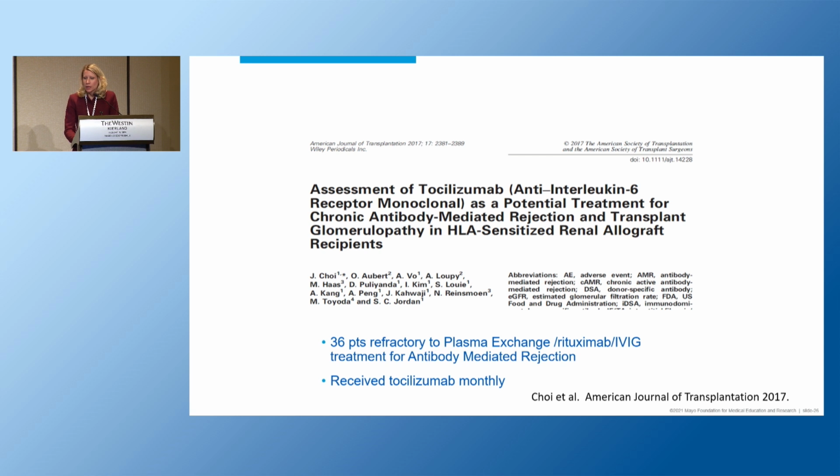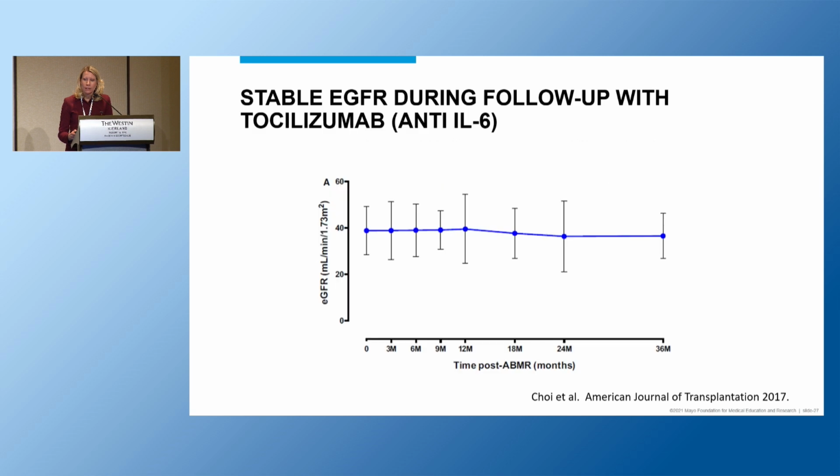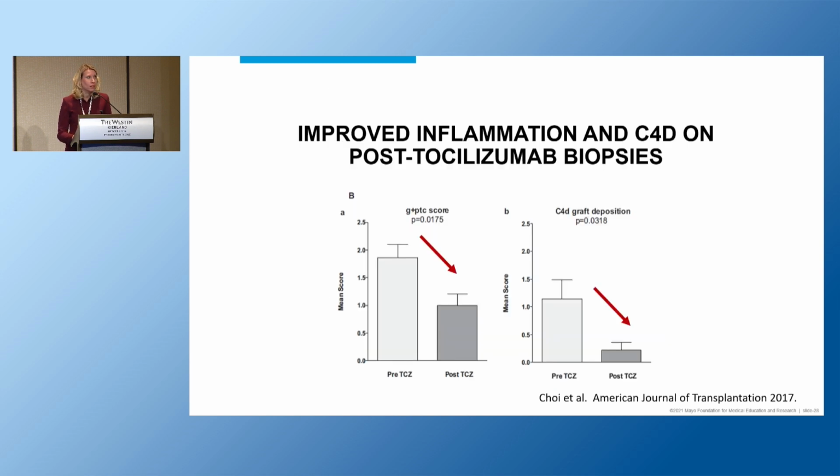And in a single center study of 36 patients out of Cedars-Sinai, they used tocilizumab. Tocilizumab is an IL-6 receptor blocker. They used this in patients who were refractory to these other therapies. And they found that this led to this stabilization in their GFR, and this is over 3 years. They also found that this treatment was associated with a reduction in microvascular inflammation and reduced C4D deposition.